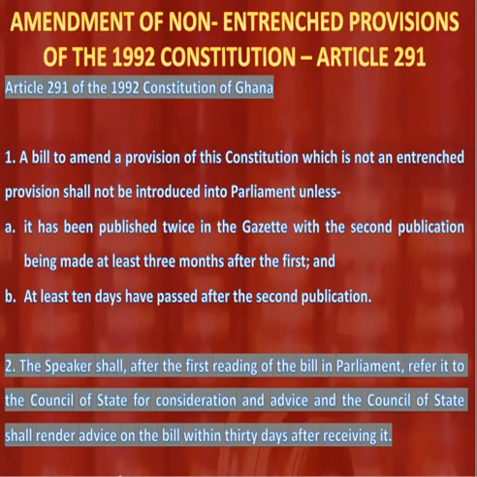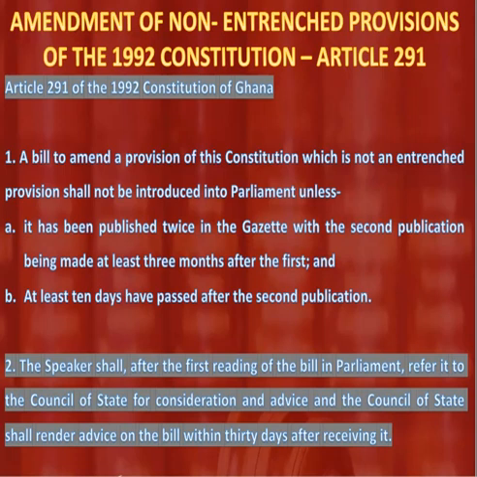Article 291, and this is what it says, and I quote: a bill to amend a provision of this Constitution which is not an entrenched provision shall not be introduced into Parliament unless A, it has been published twice in the Gazette, with the second publication being made at least 3 months after the first, and at least 10 days have passed after the second publication. This is what Article 291, Clause 1 says.